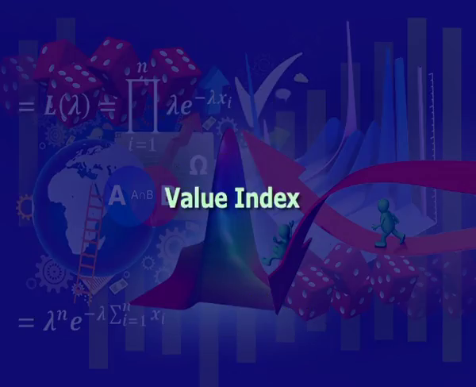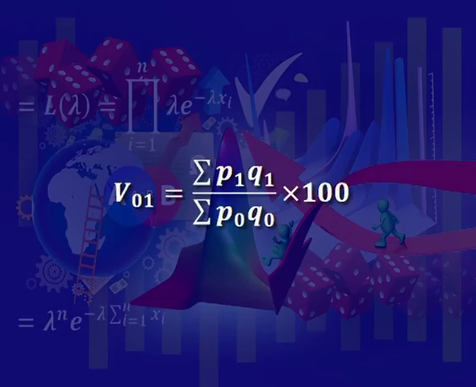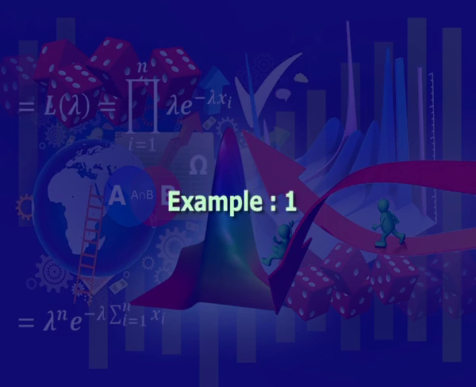Let us see the value index. This measures the changes in the value of a group of commodities in the current period with respect to the base period. It is given by V01 equal to summation P1Q1 divided by summation P0Q0 multiplied by 100. Example 1. From the given data, construct the Laspeyres and Paasche price and quantity index numbers. Also compute the value index number.